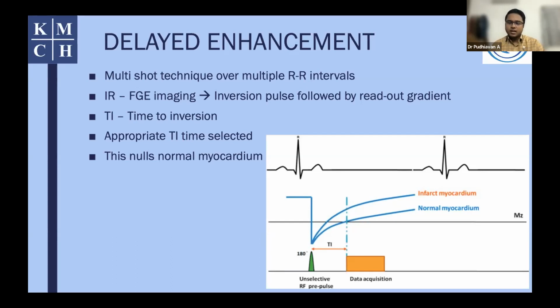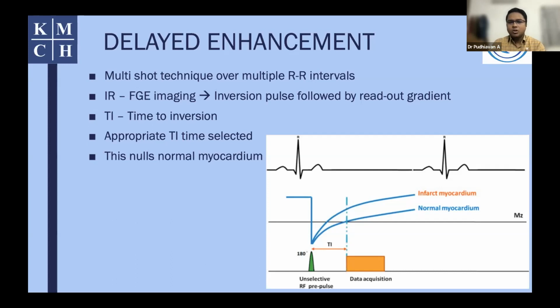And on top of this, we use an inversion pulse so that the signal from the normal myocardium is completely nulled, so that the contrast between the normal myocardium and the abnormal scarred myocardium is much bigger, and we are able to differentiate these two much better by using an inversion recovery based fast gradient echo sequence.